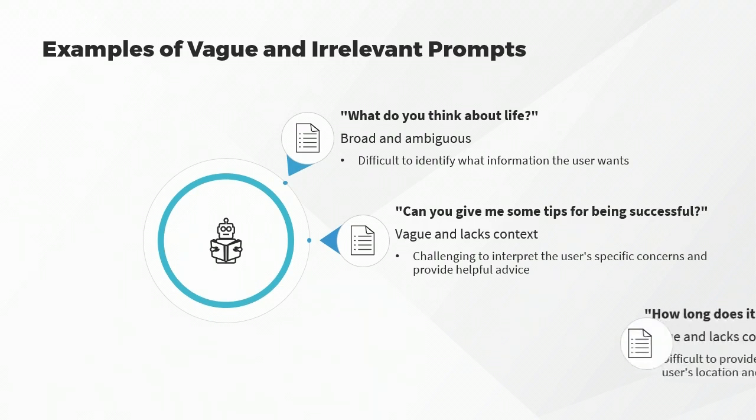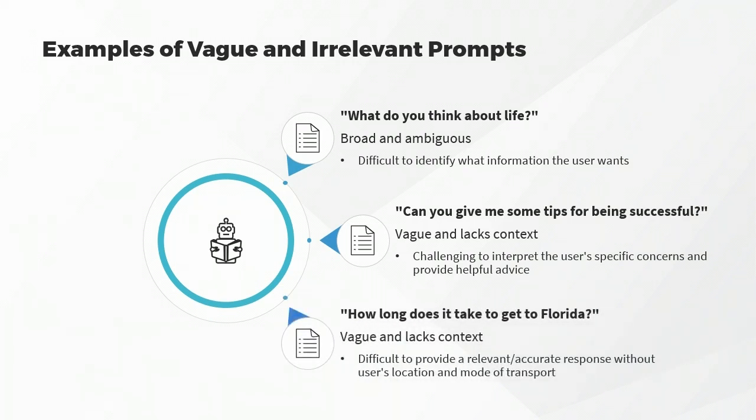and provide helpful advice. How long does it take to get to Florida? Again, this prompt is too vague and lacks context. Without additional information about the user's current location and mode of transport, it's almost impossible for ChatGPT to provide a suitable response. As you can tell, poorly designed prompts that are vague, irrelevant, or lack context can create challenges for ChatGPT to generate accurate and helpful responses. Let's also take a moment to highlight the challenges that can arise from using poorly designed prompts.